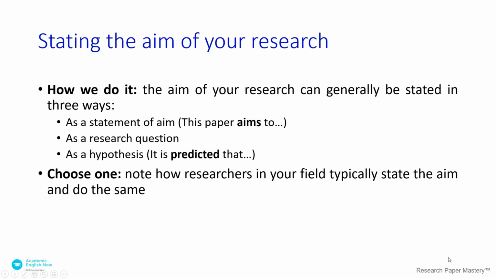Now, you just want to choose one of the three, right? So a mistake that I see some people make is that they have an aim, then they have a research question, and they have a hypothesis. They kind of have all three, but you don't need all three because each of them basically serves the same purpose. They're exactly the same thing. It's just that they are written in a different way, right? So what you want to do is observe how researchers in your field typically state the aim, and then you just want to follow that convention. So if researchers in your field typically use a hypothesis in the papers, then you want to use the same.